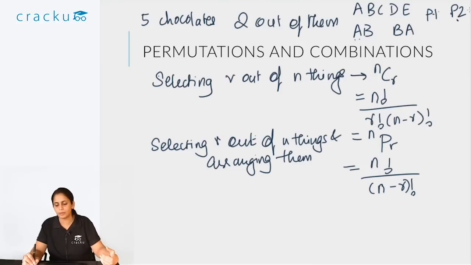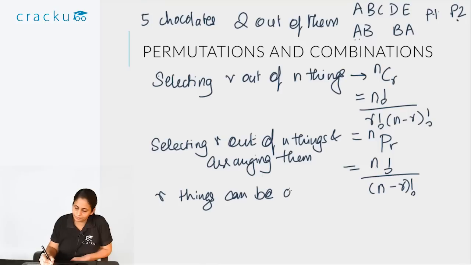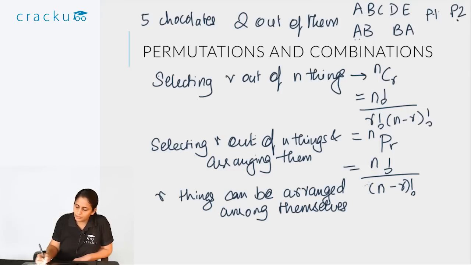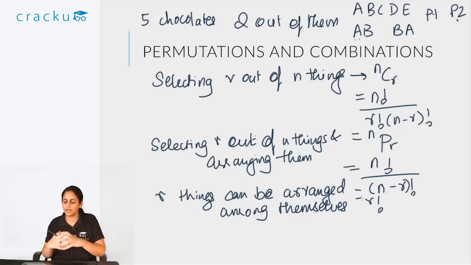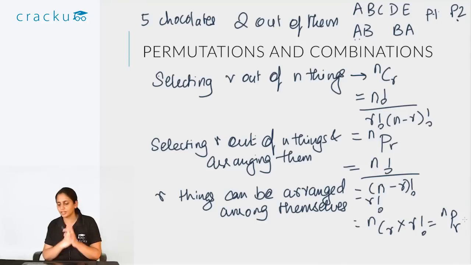When the order of arrangement matters, this is called permutation, and when permutation is there, then you have to also arrange the results. R things can be arranged among themselves in r factorial ways. So once you have this fact, if you have to select, you have nCr. When you have to select and arrange, it is essentially nCr into r factorial, and that is how you get nPr. So that is the basic fundamental of selection and arrangement in permutations and combinations.